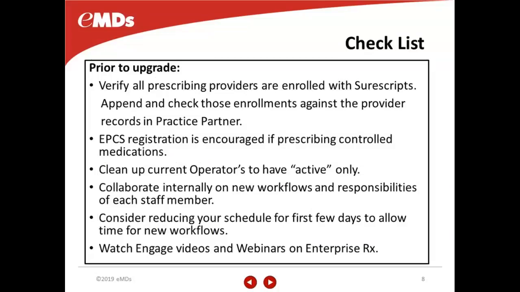The first thing is you're going to want to verify all prescribing providers are enrolled with SureScripts. So in other words, the providers you have in your database, that they are enrolled with SureScripts, and then you want to look at the data that is currently enrolled in SureScripts on the Practice Partner Support site. You want to make sure that that information matches up to what you have in patient records, in Practice Partner Provider Setup. And the purpose of that, you'll see as we go through the migration, is that in order to work through that whole process and have all your providers ready to roll with E-Prescribing and Enterprise, all that information has to match up.